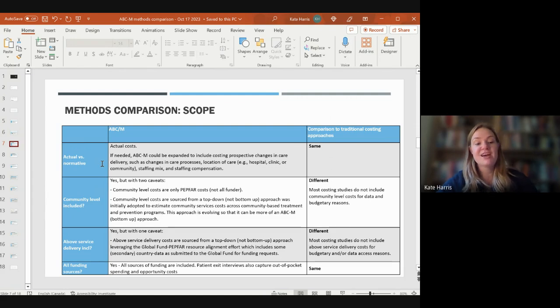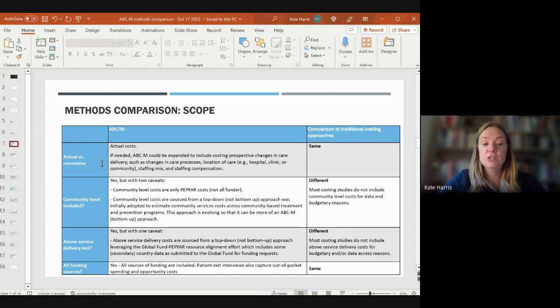The same is true on above service delivery. These are currently included in activity-based costing, but with the caveat that these are also sourced from a top-down, not bottom-up approach right now. It leverages the Global Fund PEPFAR resource alignment effort, which includes some secondary country data in that resource alignment. And that country data is the data that is submitted to the Global Fund through the funding request process. So with that data on the costs of above service delivery, whether that's program management or these other broader system-level costs, they're then allocated down in a top-down approach.